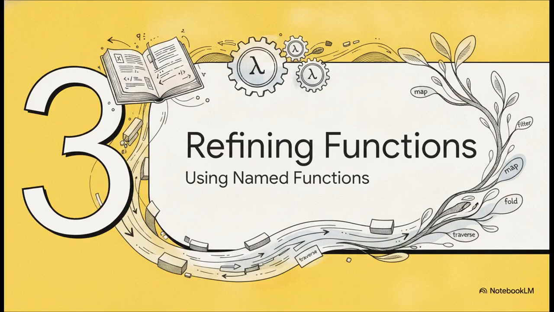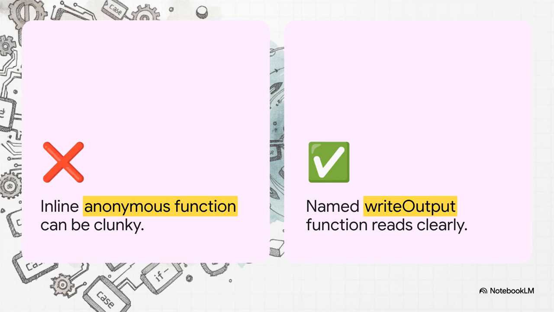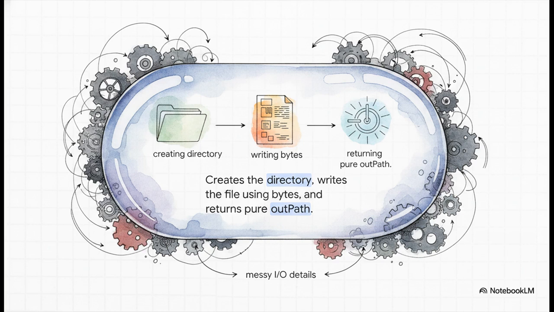Let's head into Section 3, refining with named functions. Because we aren't stopping at just a basic fix. We're going to take this solution one step further to show off some functional programming best practices. Let's see how this builds on our previous step. You see, while an inline anonymous function certainly works, it can be kind of clunky to read right smack in the middle of your main logic flow. By transforming this into a named function, traverse (writeOutput outPath) result, the intent of the code suddenly reads almost like plain English. So the crucial point is how this new explicit writeOutput function operates behind the scenes.